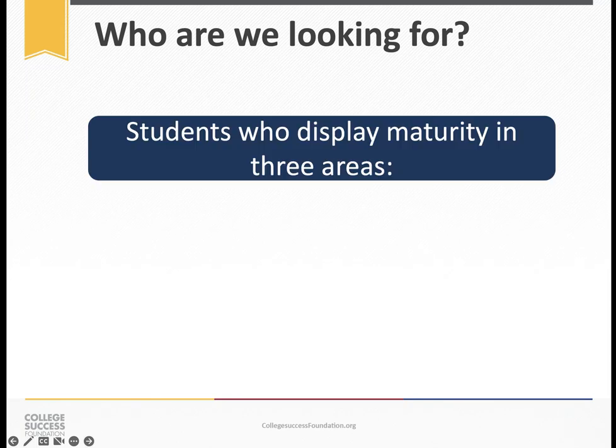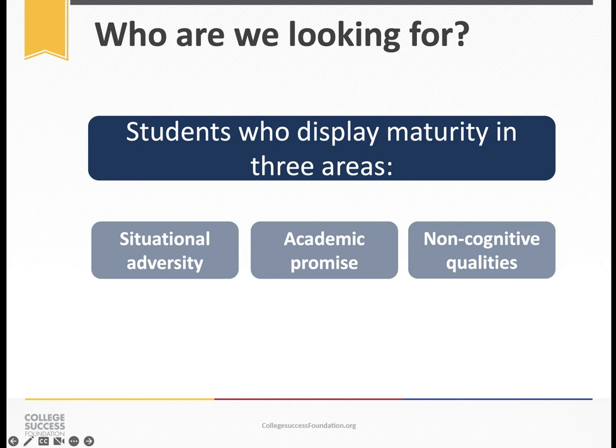At College Success Foundation, we are looking for scholars who demonstrate some level of development in these three areas: situational adversity, academic promise, and non-cognitive qualities. You're going to use the content of the application, transcript, and letter of recommendation to assess and score these applications. So let's break down these three areas.